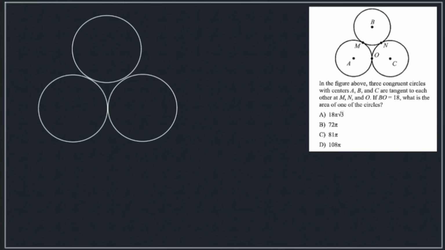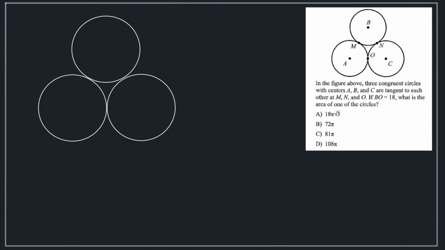Let's take a look at another problem. We are given 3 tangential circles and the length of BO. They want us to find the area of one of these circles. In order to find the area, it might be helpful to find the radius of these circles. So let's connect A, B, and C and label all the radii.